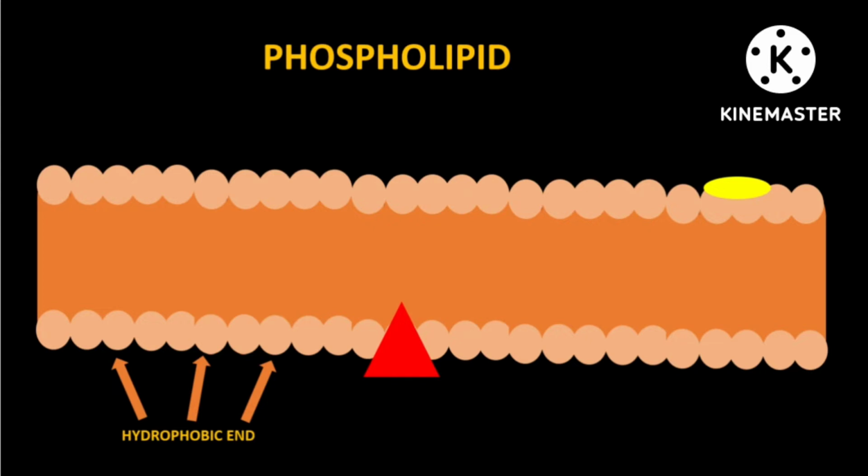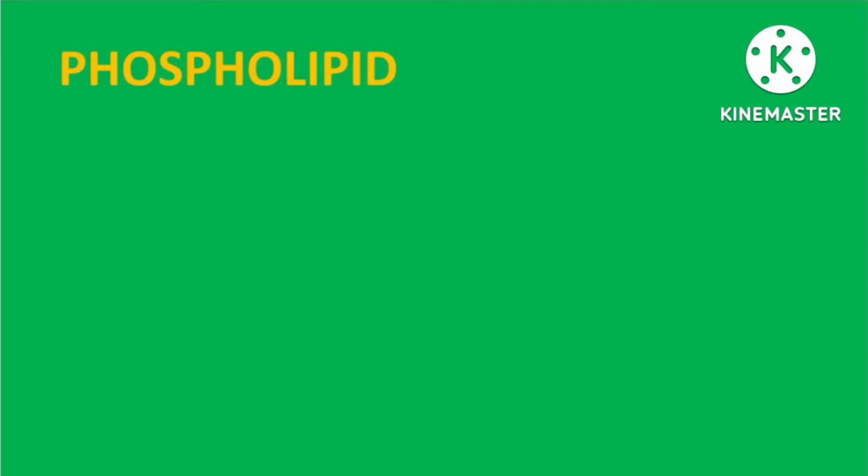It has a hydrophilic end in the exterior or outer side of the membrane and a hydrophobic end in the interior of the cell membrane. The possession of both hydrophilic and hydrophobic properties makes this layer an amphipathic layer. Various types of phospholipids are seen in the various types of cells.